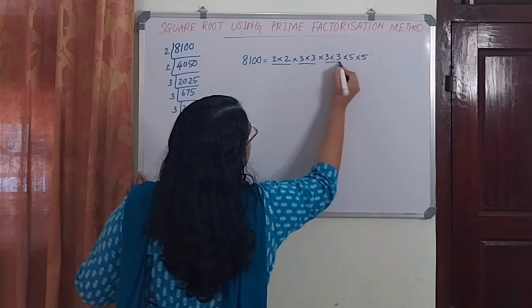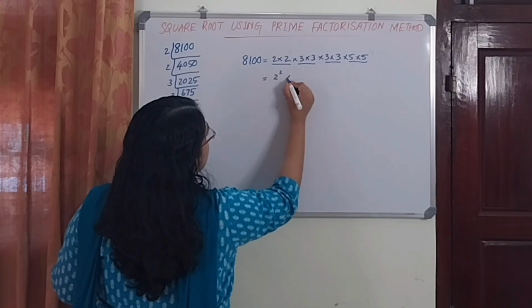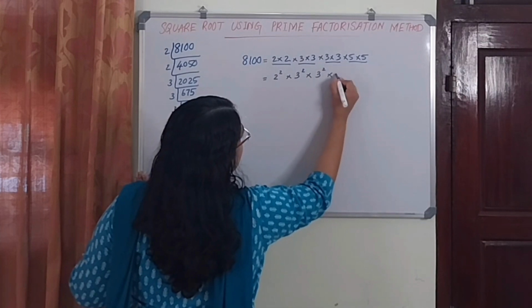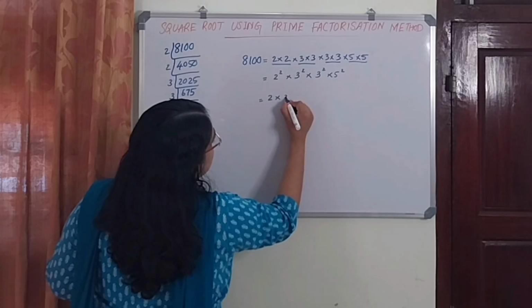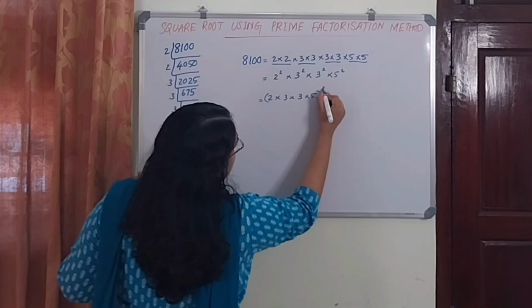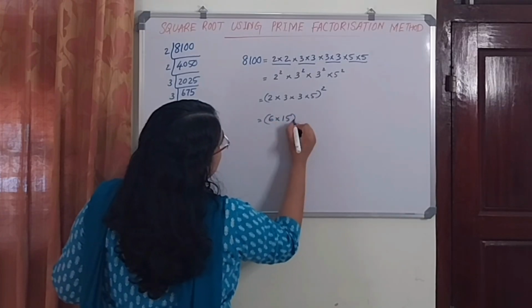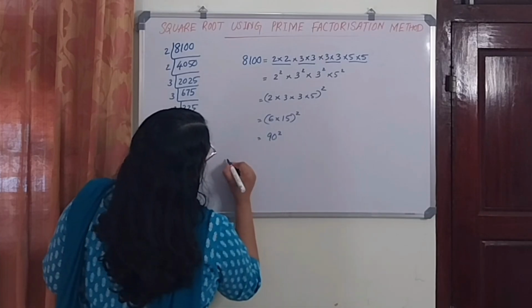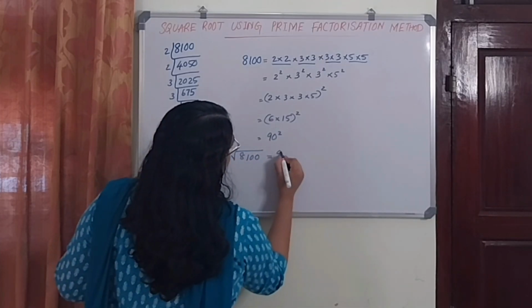Next step, we pair these factors. Yes, like this. Next we write this as powers: 2 square into 3 square into 3 square into 5 square. Next we write this like this. It is 6 into 15 whole square, which is 90 square. Therefore root of 8100 equals 90.